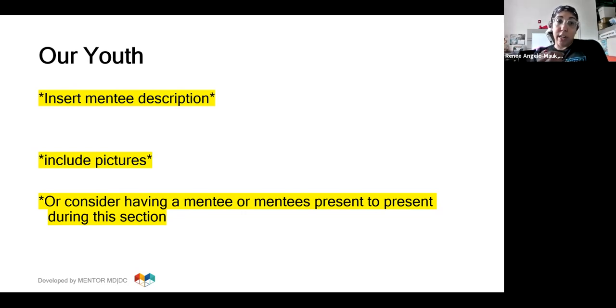And then if there is an option to have a mentee present, or a video of a mentee, talking about themselves and their role and their experience in the program, that might be an opportunity as well. And let the kids literally have their voice in the program and in the training, and let them speak for themselves.